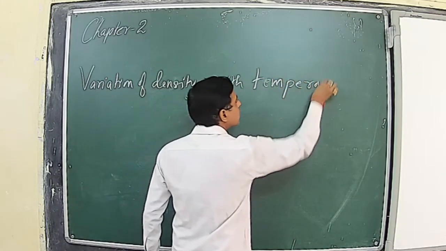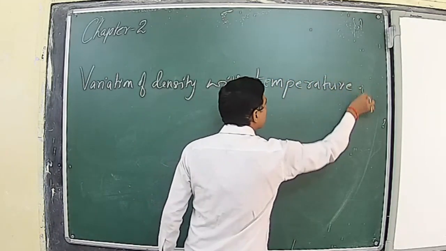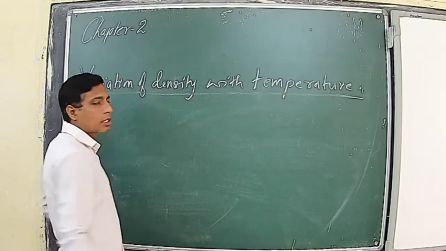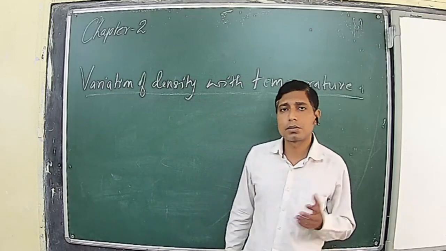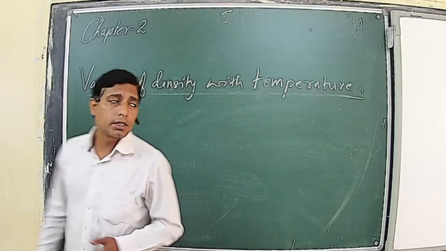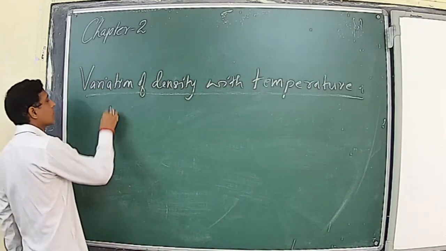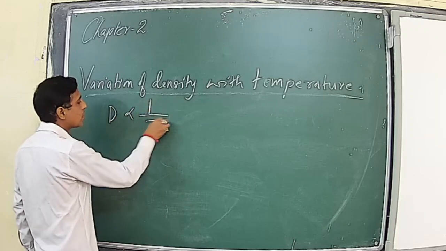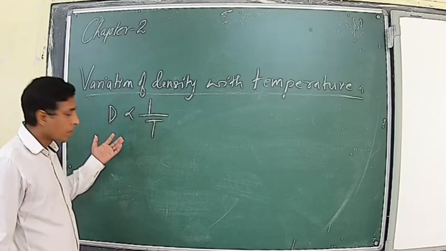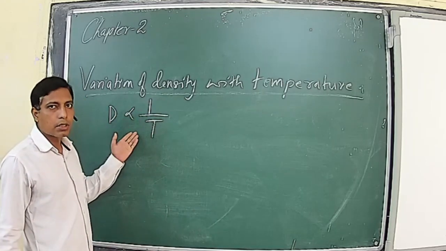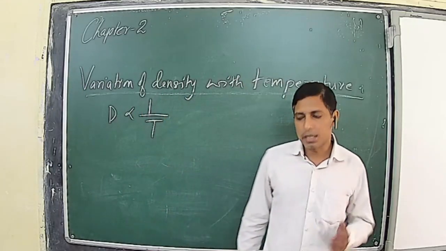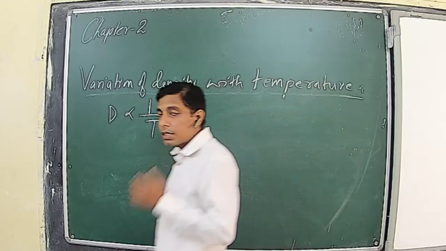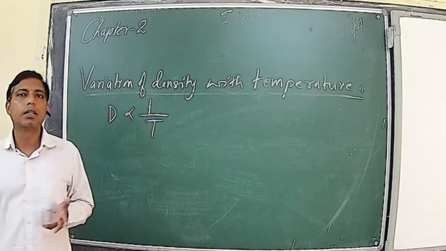Variation of density with temperature means how the density of any given substance will change when the temperature of the substance is varied. So the density is inversely proportional to temperature. It means what? Inversely proportional to temperature means if we increase the temperature of any substance, its density will decrease, whereas if we decrease the temperature, its density will increase.